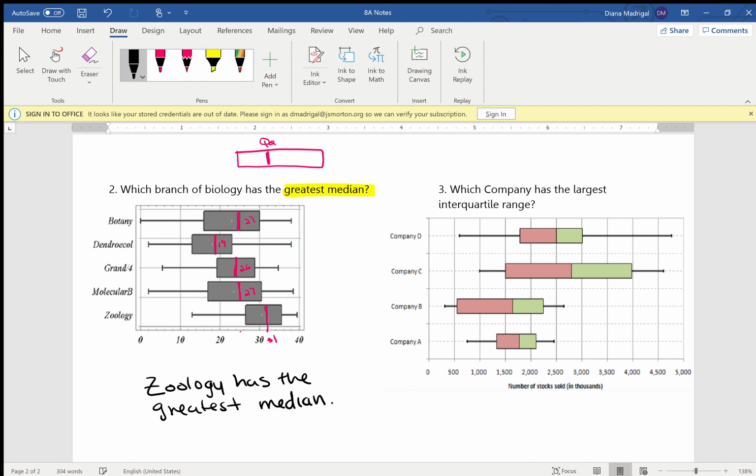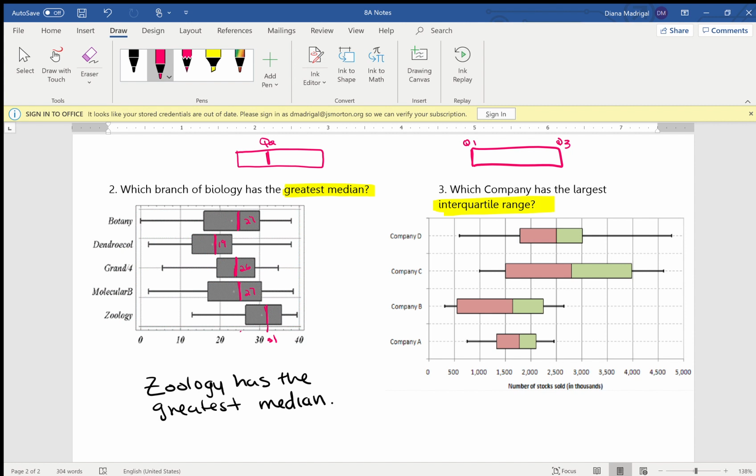Okay. Let's try the next question by yourself. And then let's try question number 3. Which company has the largest interquartile range? So now they're asking you for the interquartile range. Remember, interquartile range is the whole box from quartile 1 to quartile 3. Okay, how much is the whole box?